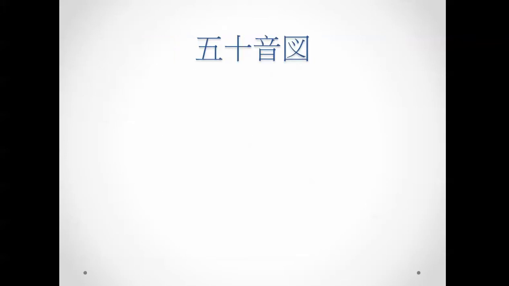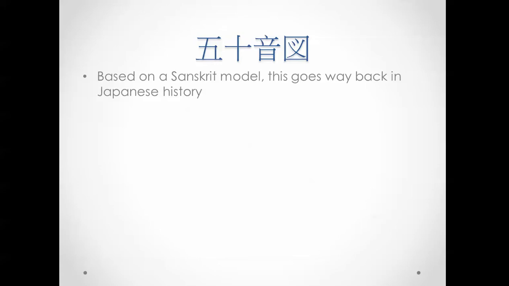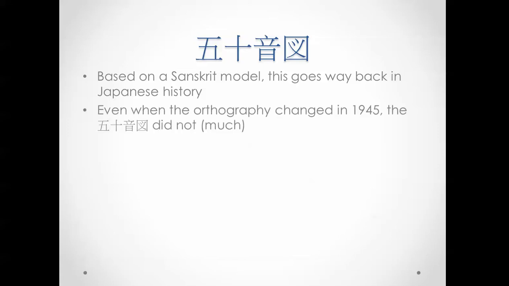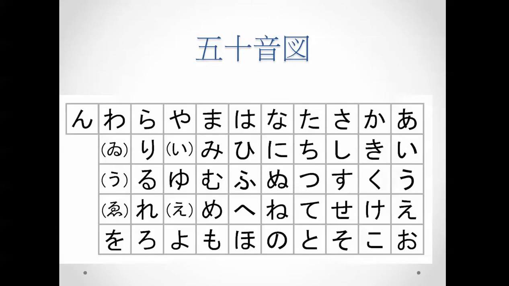All right. So I was mentioning the difference between how something sounds and how something is spelled. And so now I need to introduce something you probably already know, but you didn't know what it was called, and that's the Gojuon-zu. Gojuu as in 50, onzu, a chart of sounds. The Gojuon-zu is based actually on a Sanskrit model going back to the continent. And that goes pretty far back into Japanese history. Even when the orthography, which we haven't looked at yet, but we will soon, changed in 1945, the Gojuon-zu didn't really change much.